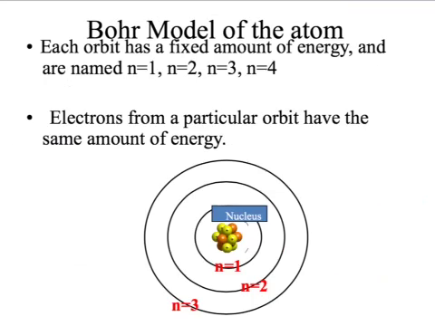So we know that each orbit has a fixed amount of energy, and they are named n equals 1, n equals 2, n equals 3, n equals 4. So electrons in a particular orbital, so electrons in n equals 1, which is this one right here, will have a certain energy, and that'll be the same. But it'll be different from the ones in here, in n equals 2. Okay?